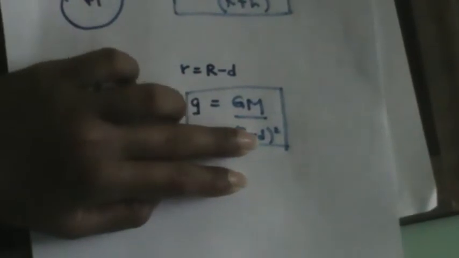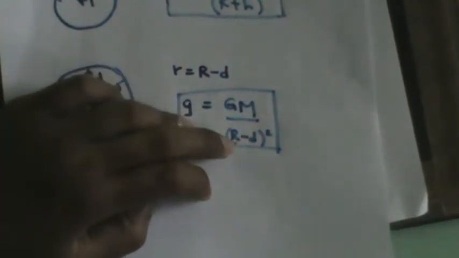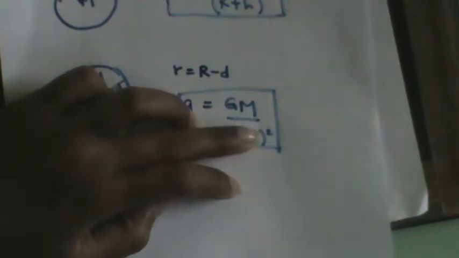Alright. So g is equal to GM minus r minus GM divided by (r minus d) squared. What is important in this relationship is that if you increase the value of d, r minus d will decrease. So if r minus d decreases, (r minus d) squared will decrease.